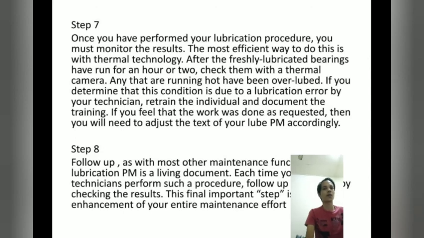Step 7, once you have performed your lubrication procedure, you must monitor the result. The most efficient way is to use thermal technology. After the machine has run for an hour or two, check it with a thermal camera. If the machine is running too hot, we can see the procedure is incorrect. Step 8, follow up for next inspection.